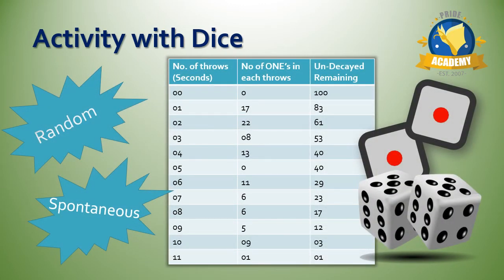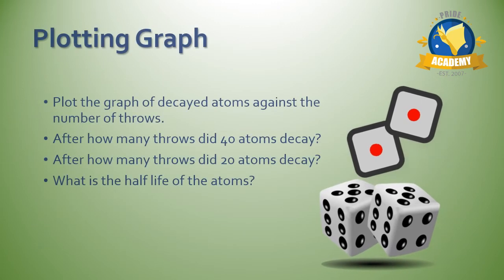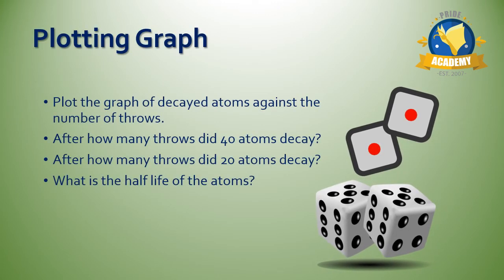We will plot a table: the number of throws, the number of ones coming each time, and how many dice or nuclei are left. The number of dice which have face one we will express as an activity, and the remaining ones are the undecayed nuclei. And after the table, we will plot a graph of throws versus the number of nuclei.